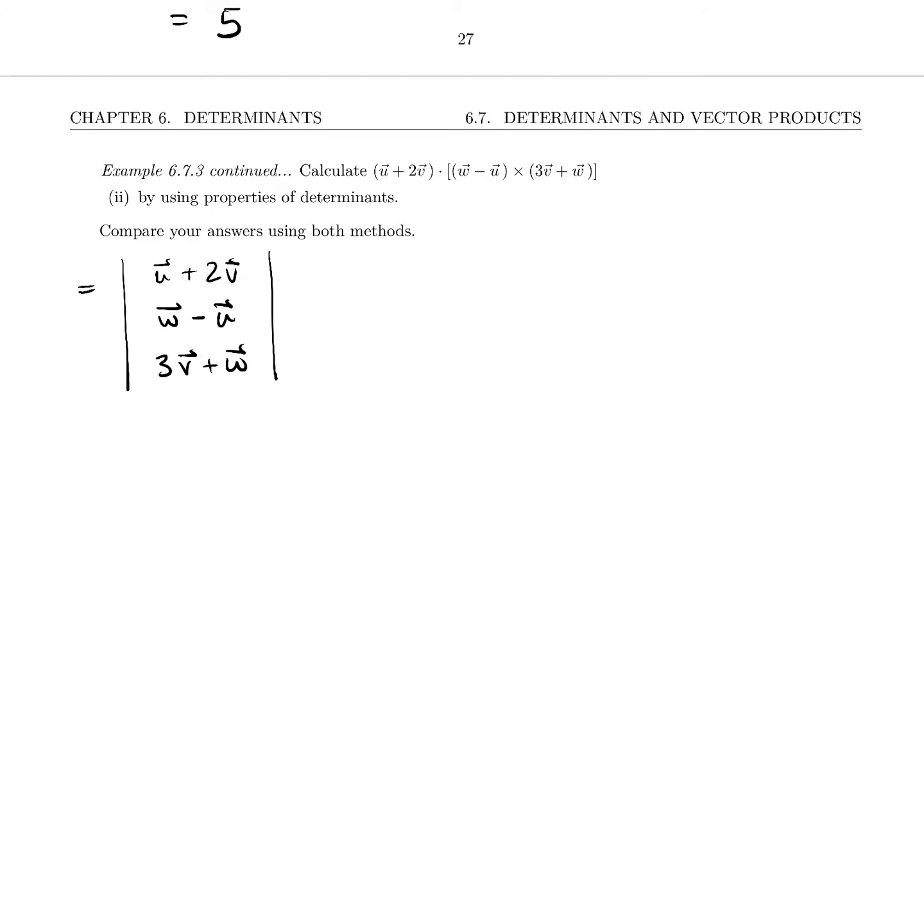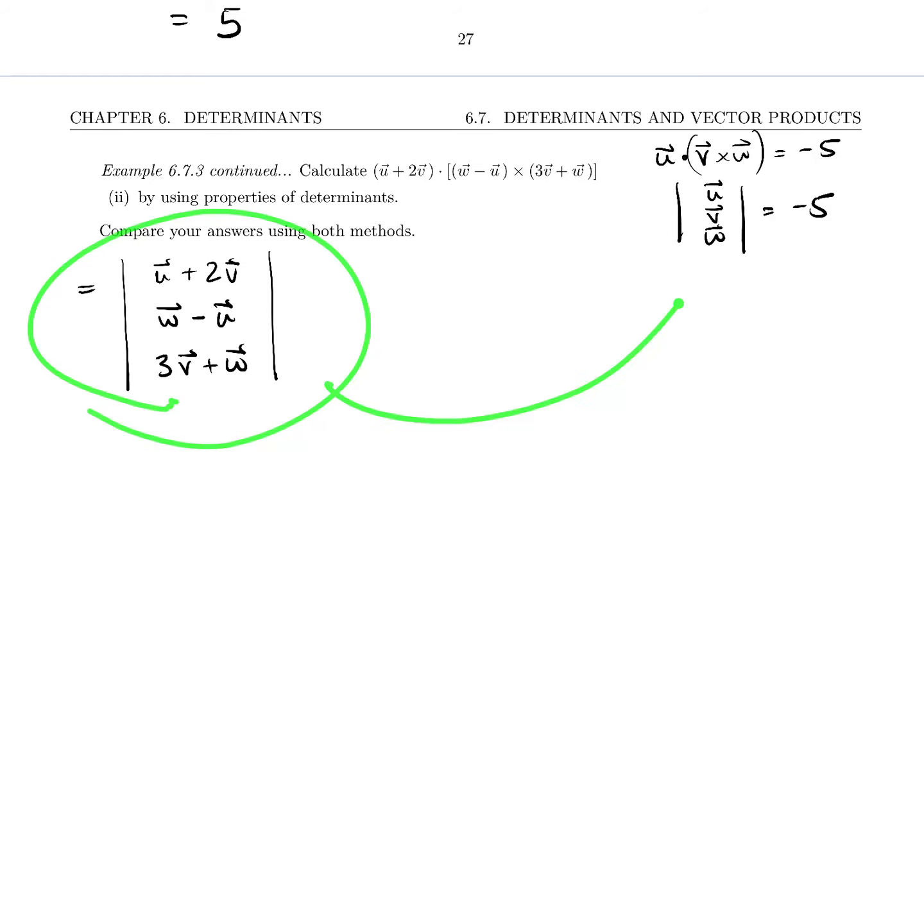So we want to use row reduction now to transform this back into the triple scalar product that we know. Remember, we know u dotted with v cross w is equal to minus 5. If I use the determinant notation, u, v, and w as rows, that determinant is minus 5. So I want to row reduce this so that it looks like that, whose value I know. So if we do a step here, we're going to do row 2 minus row 3, and subtracting rows does not change the value of the determinant.